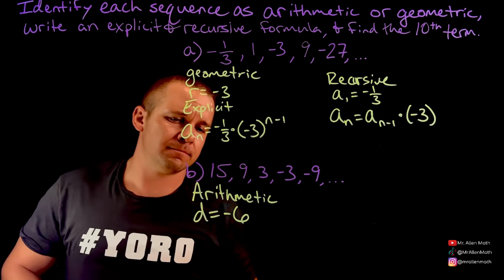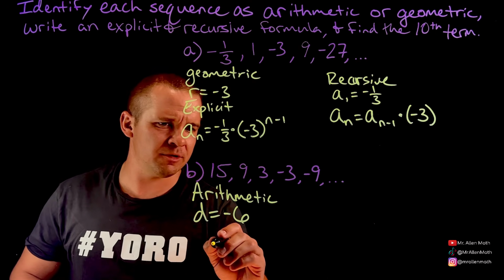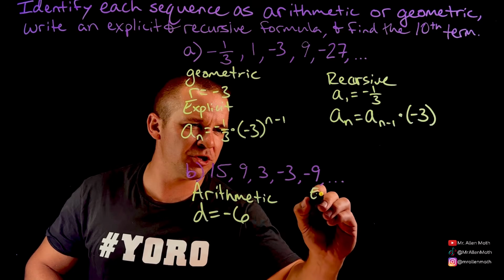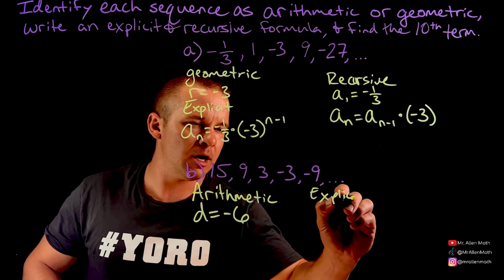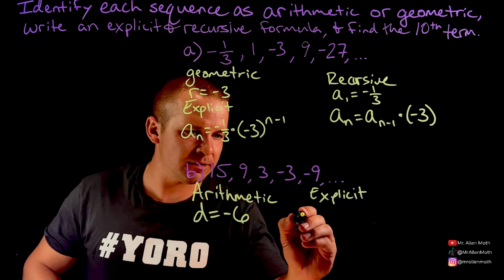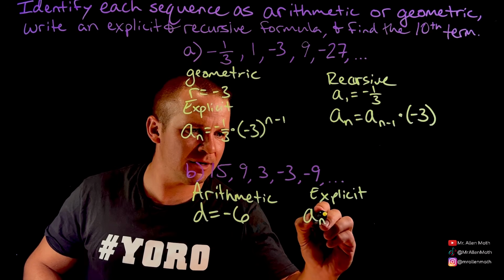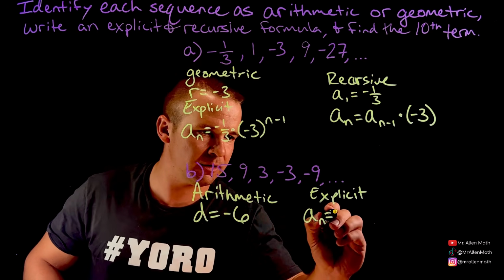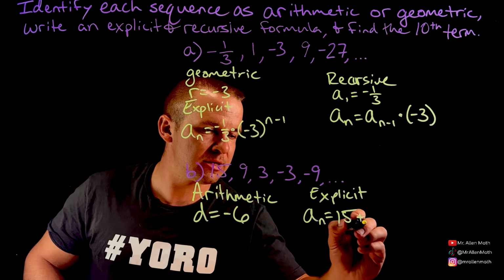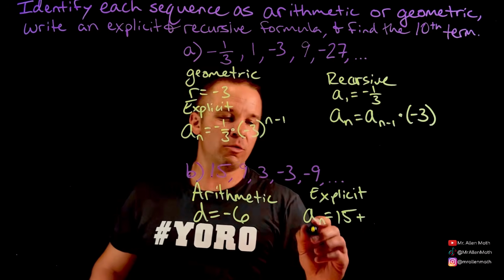All right. Explicit time. Actually, I'm going to do explicit over here so I have a little bit of room because we usually like to clean this one up. All right. So to start, I will have a sub n equals my first term, which is 15, plus then my common difference, which is negative 6.